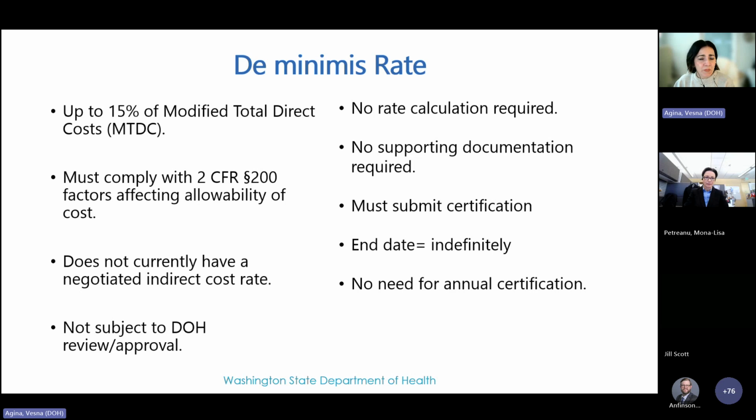You can opt for the de minimis rate if you do not currently have a negotiated indirect cost rate. That's something that you will communicate with us. It's not subject to our review and approval. You're not required to submit any supporting documentation the way you do with the indirect rate. But again, we just ask that you notify us, and then we do have the certification that we will send to you, which you will be able to use.